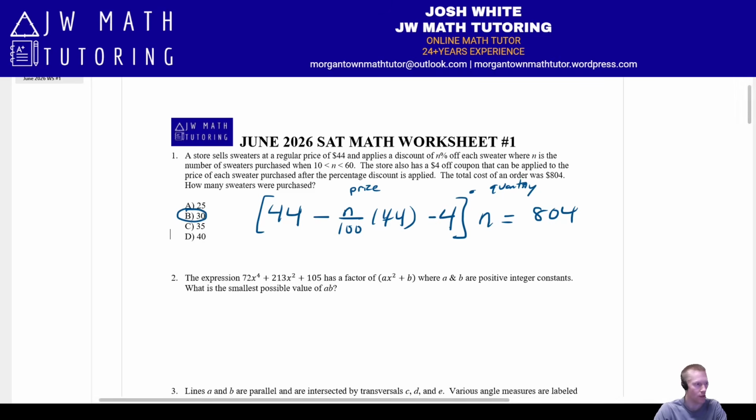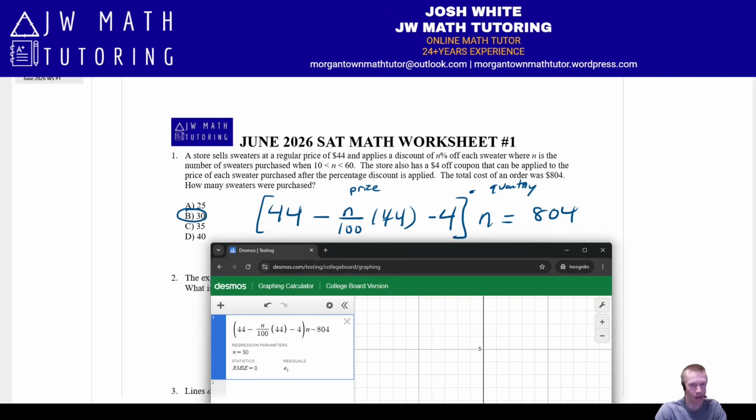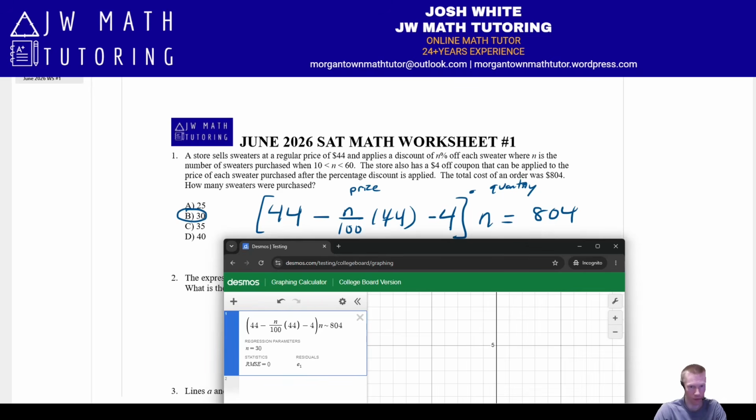Now, two things. First, you could back solve this, since I believe this question was multiple choice. What I mean by that is you could set up this expression, and here's another thing too. If you're going to just go straight to Desmos instead of writing it by hand, you don't need to do n over 100. You can do n% of the 44.